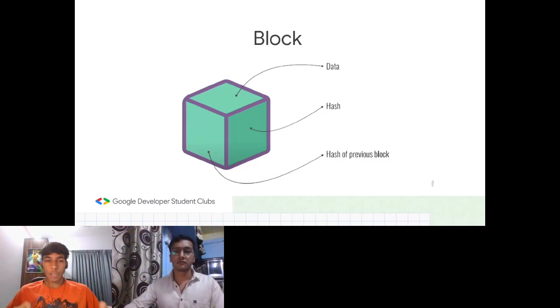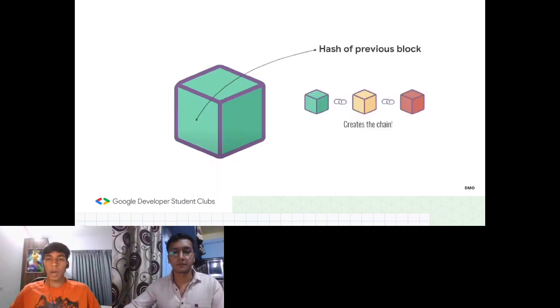Then comes hash of previous block. Otherwise, how would you really connect a chain? So this is how we connect a chain of all the blocks: the hash of the previous block, and succeeding with the next block, and it continues. When you connect all the hashes within those blocks, it creates a chain. So there comes blockchain. The definition defines itself. It is a chain of all those blocks, and all these blocks are connected with highly encrypted hash algorithms.